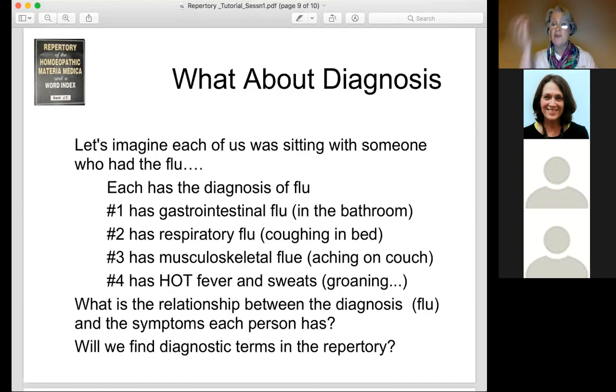Yes, Marjorie says she's looking at flu with a unique expression. Exactly. We're emphasizing what is not common as we look things up in the repertory. And that's why there are not that many things in there. There are some, especially in the newer repertories, but especially if you're looking in Kent's repertory, not much going on there that has an actual diagnostic term.